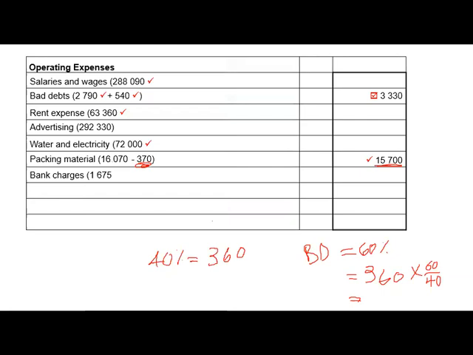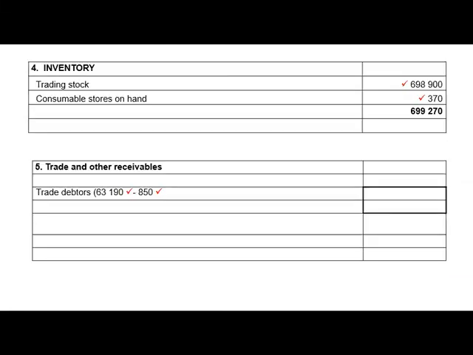That 540 will also affect my debtors control. So I will go to trade and other receivables, and from trade and other receivables, subtract the 540. Done. Let's move on to the next transaction.